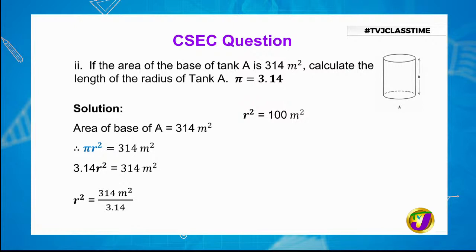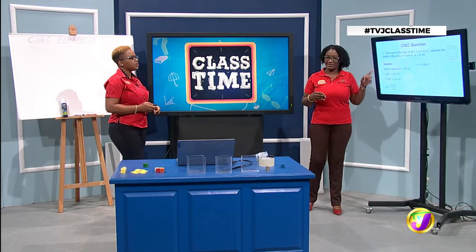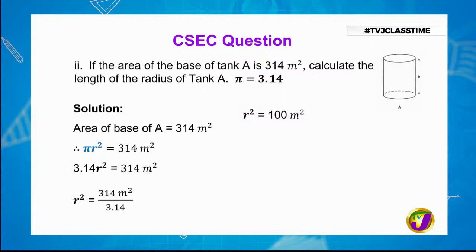Did they ask us for r squared? Look back at the question for me, please. Oh, so that means I can't leave it right here then? Okay. Remember, we need r as the subject, not r squared. So let's talk about what we need to do to get r to be the subject. Here r was squared. Sounds like we need a square root. Yes, I agree. So let's square root both sides.